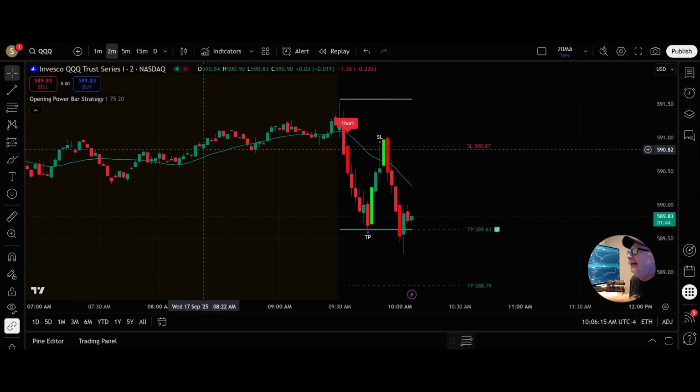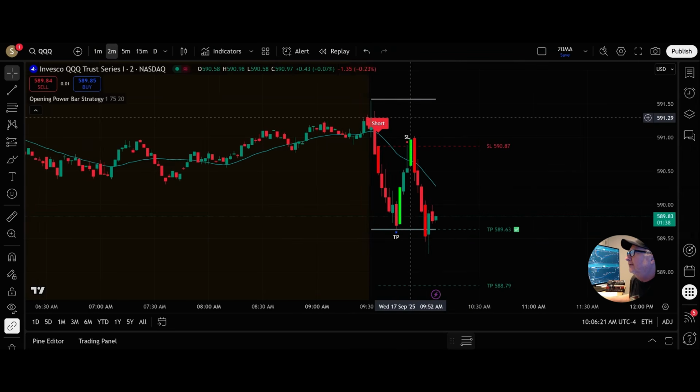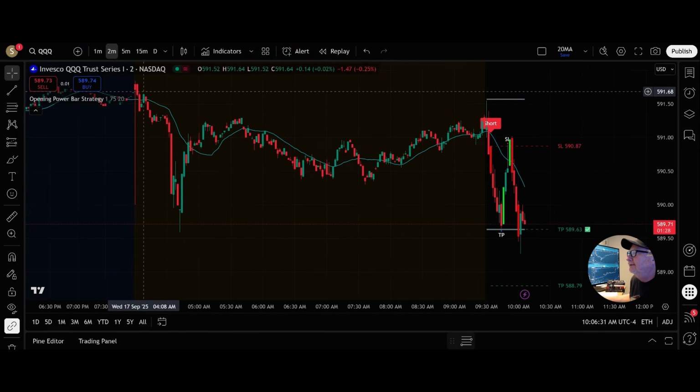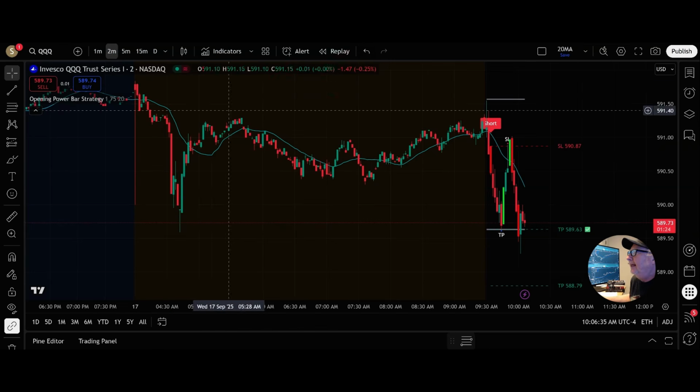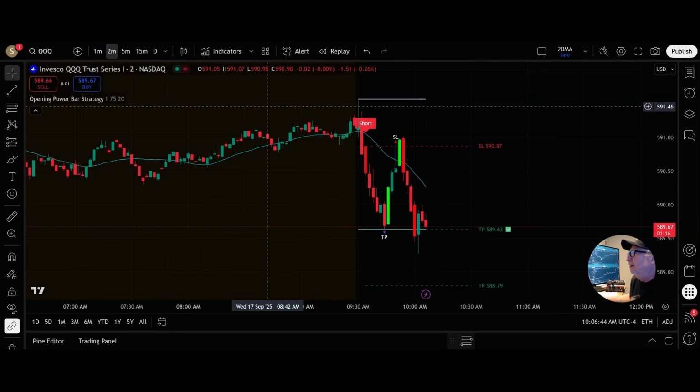I do have the indicator on my screen. That's what the markings are. It drew all that in. Again, you don't need the indicator if you can identify the power bar, mark the high and the low. I ignore this crazy bar at 4 a.m. and the indicator knows to do that. So my marked high is basically here. My marked low is here.